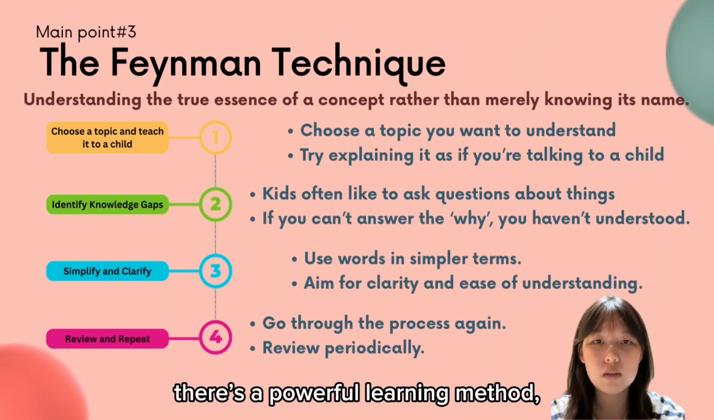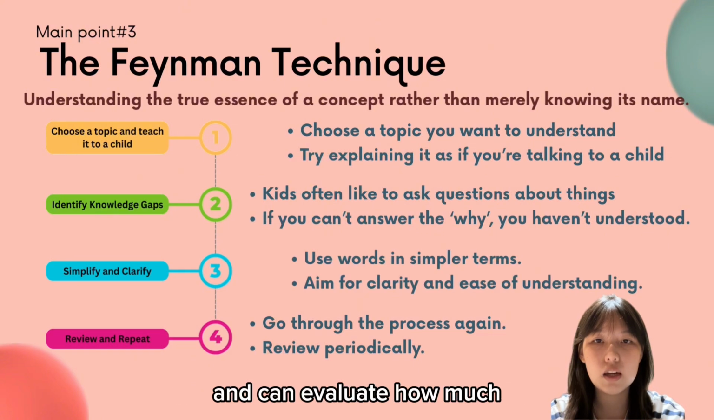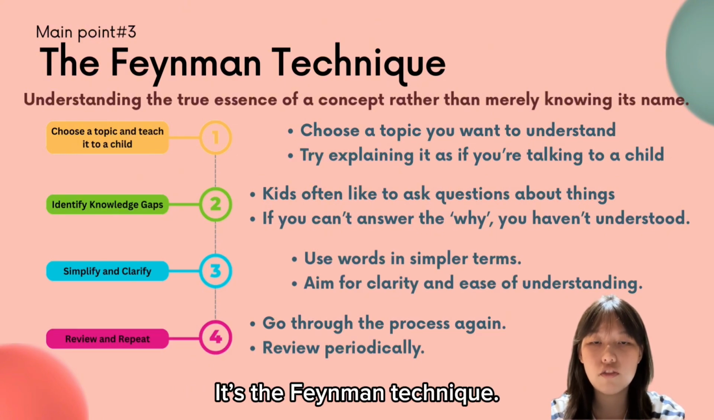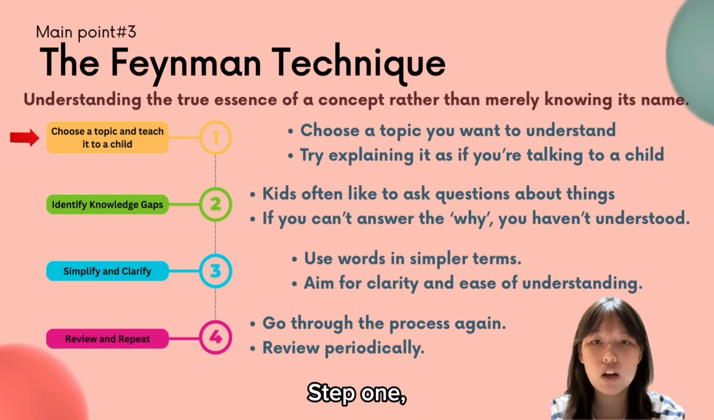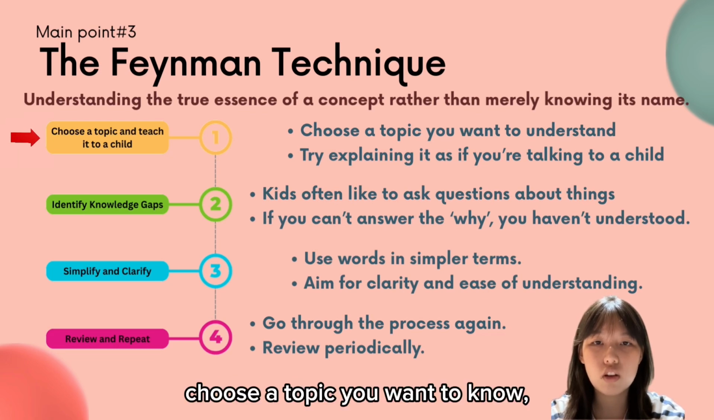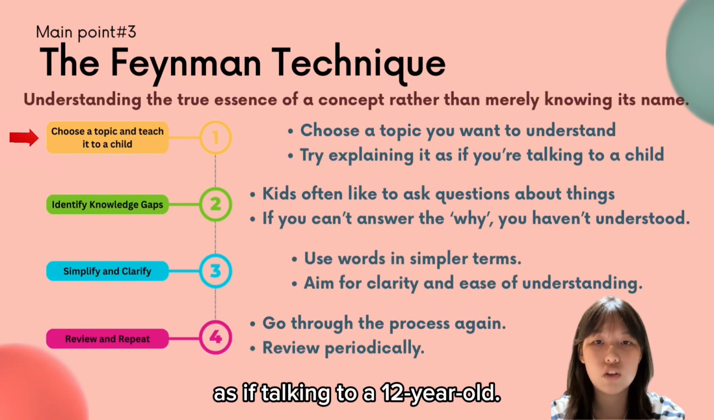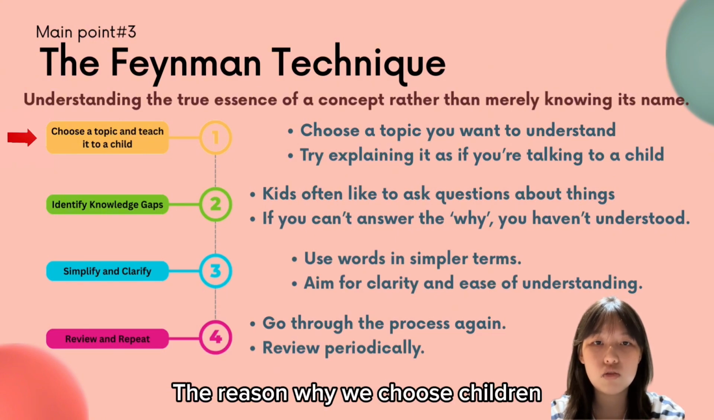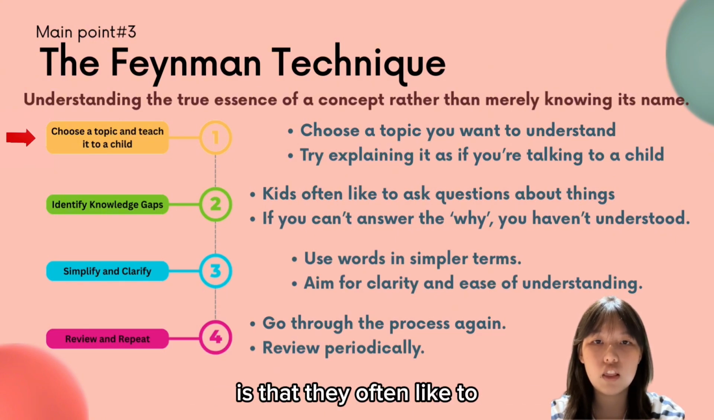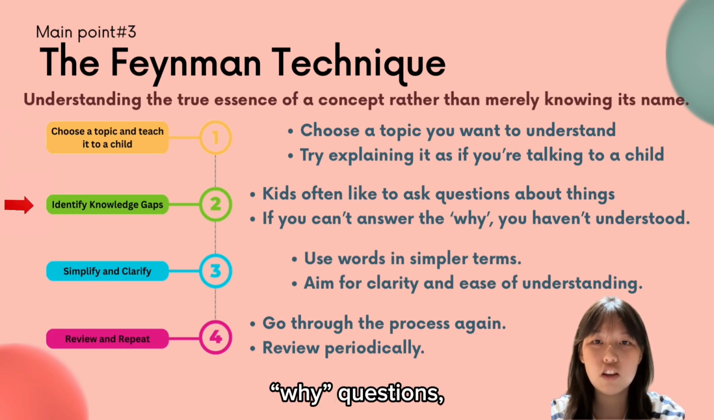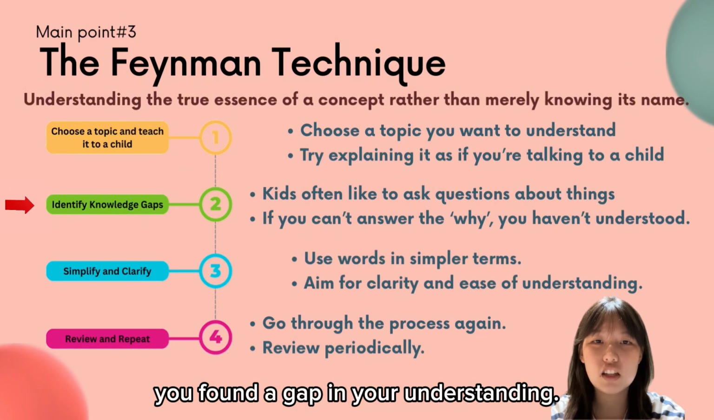By the way, there's a powerful learning method that can evaluate how much you know about learning knowledge. It's the Feynman technique. Step 1. Choose a topic you want to know and try explaining it in simple words as if talking to a 12-year-old. The reason why we choose children is that they often like to ask questions about things. So, if you can't answer a child's why questions, you found a gap in your understanding.